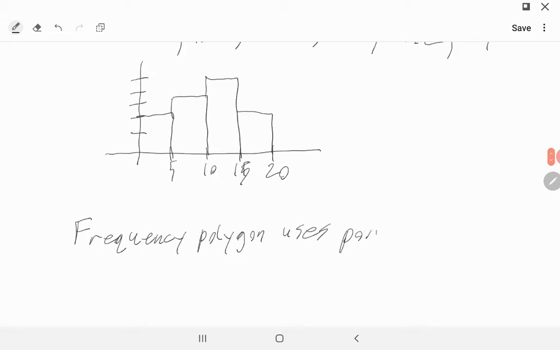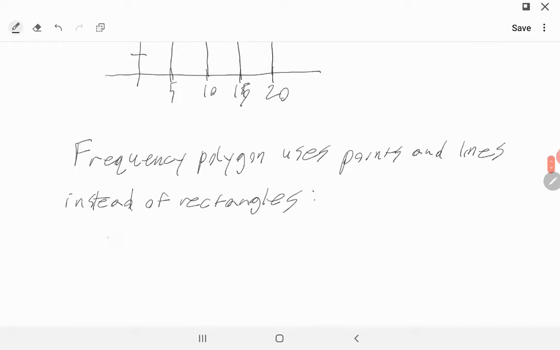Uses points and lines instead of rectangles. And so we notice that if we had the same batch of data we just used, the idea would be to use the same ranges of values. We still have 5, 10, 15, 20. But now, instead of drawing rectangles, we draw a dot at the midpoint of each spot where the rectangle would have been.